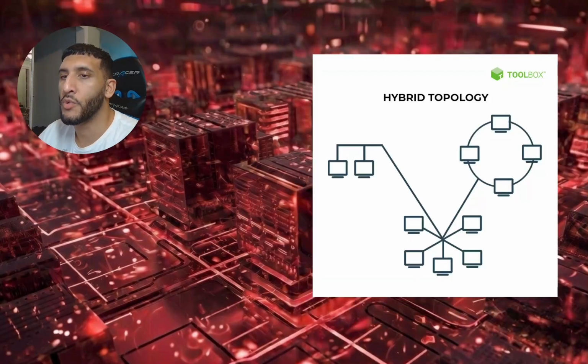And a hybrid, of course, is when you have two or more of the other topologies combined into one. Right here you have a point-to-point mixed with a star, mixed with a ring. These are very flexible, very scalable, can be optimized, but they can become very, very expensive.